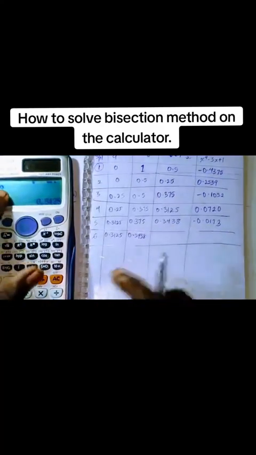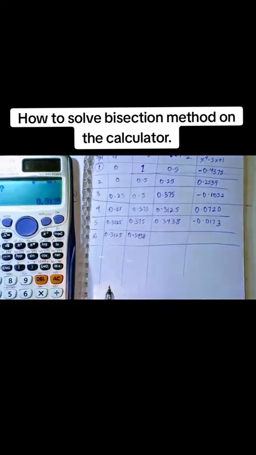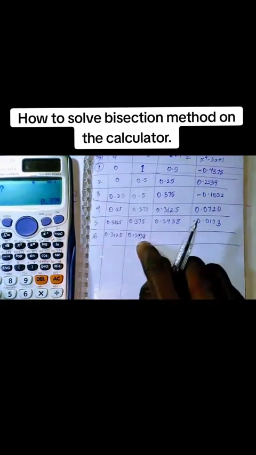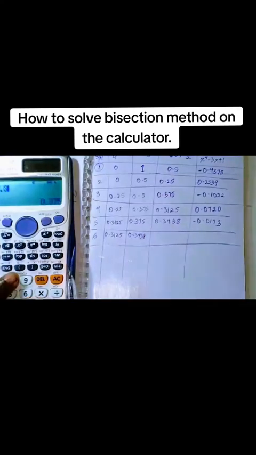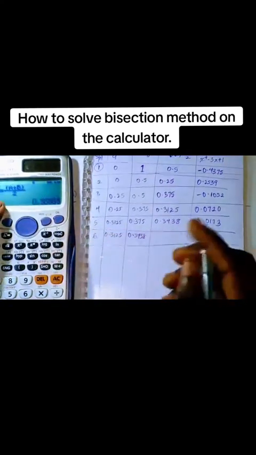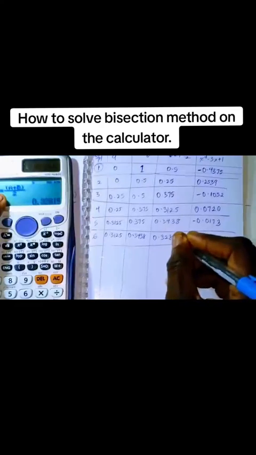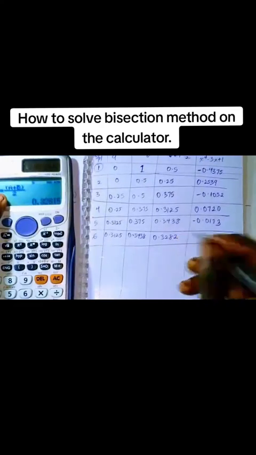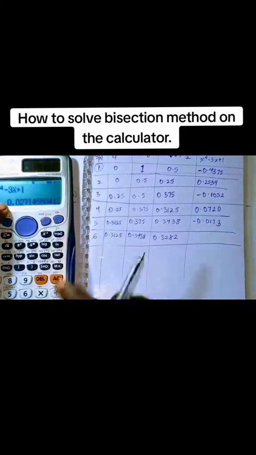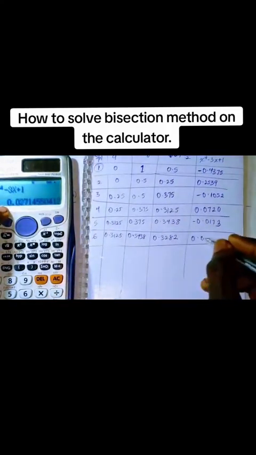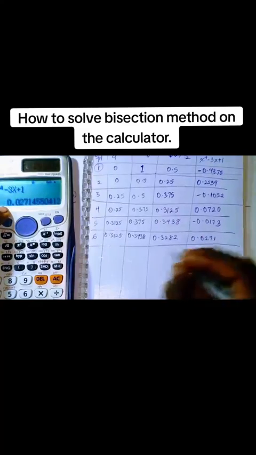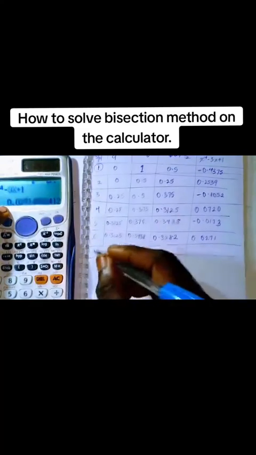So what's the next value? You ask for your A, you have 0.3125, ask for your B, 0.3438. Now from there, ask for your X. Say now your X is 0.3282. Then the next value will now be 0.02741.